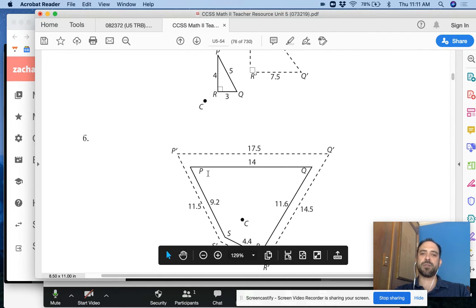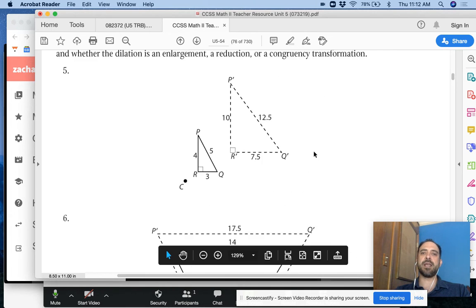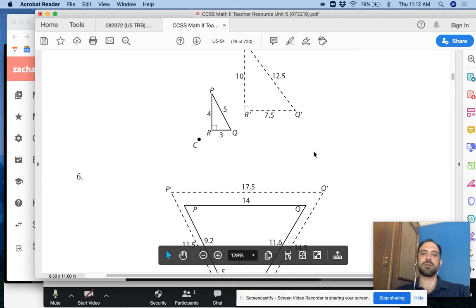The pre-image is where you start. The prime image, the image outcome, is our prime values. So we have pre-image, that's where we started. Image is always the prime, and that looks like we have a scale factor of 1.25. So yes, this is a dilation enlargement. Okay.